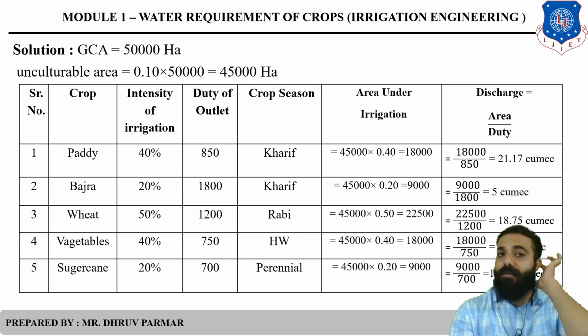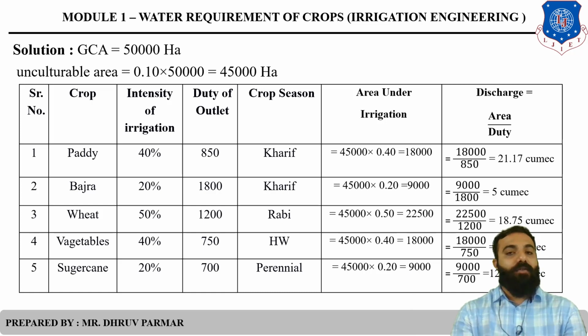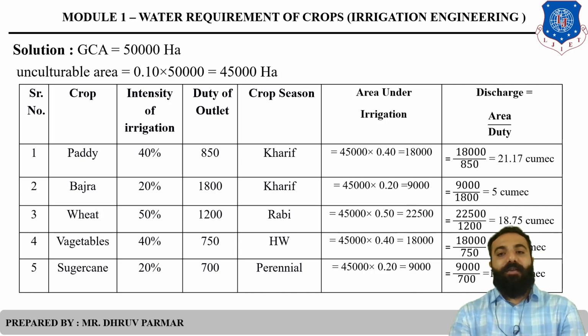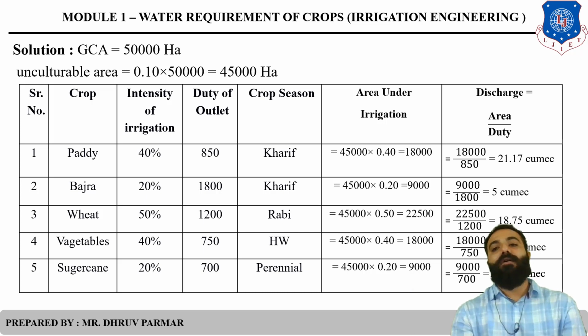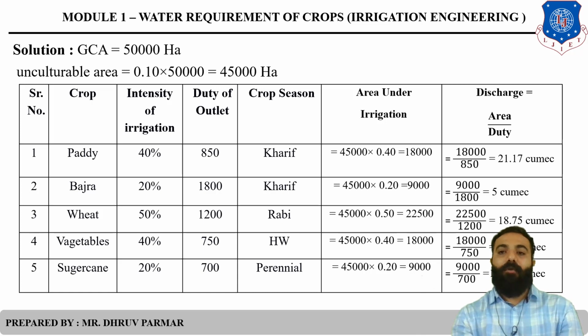Clear? Then in the first column crop is given, intensity is given, third duty, and fourth crop. So first of all, find out the area of a particular crop. We have intensity, we have CCA, so we can easily find it: CCA multiplied by intensity. So we get the area of the particular crop: 18,000, 9,000, 22,000, 18,000, 9,000. And how can you find discharge? We have area and we have duty. So the formula to find discharge is area divided by duty. So we get the discharge of each crop. Clear? So for paddy 21.17, for bajra, for wheat, for vegetables, and for sugar.